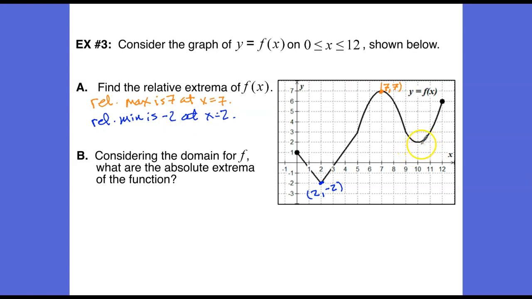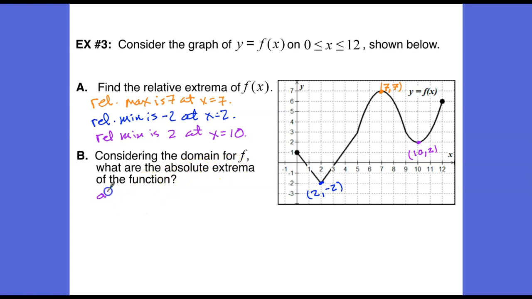And we have another relative min here, and this seems to be approximately (10, 2). And so we can say relative min is 2 at x equals 10. In part B it says, considering the domain for f, what are the absolute extrema of the function?